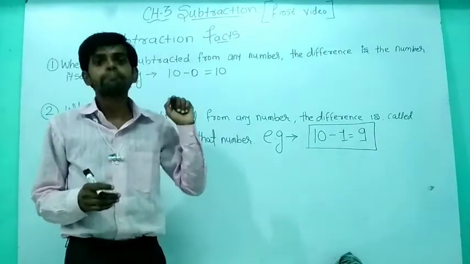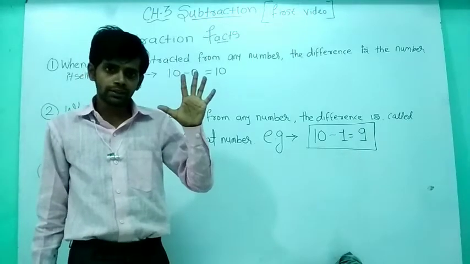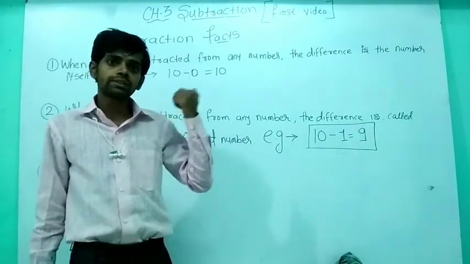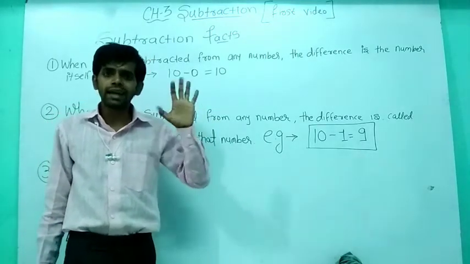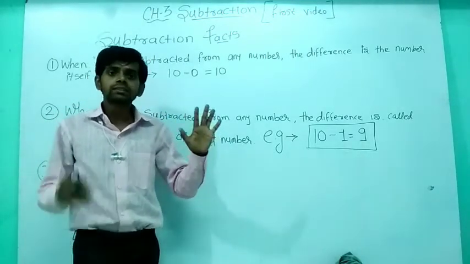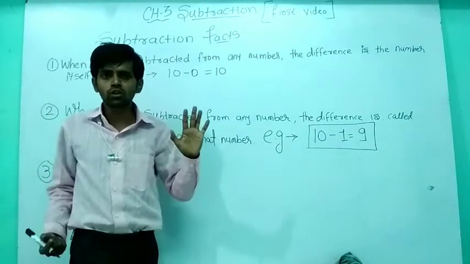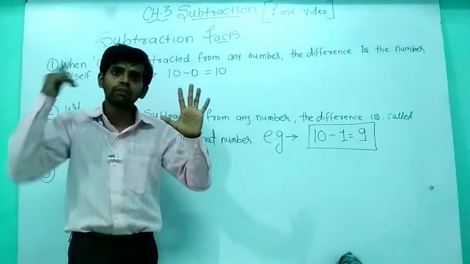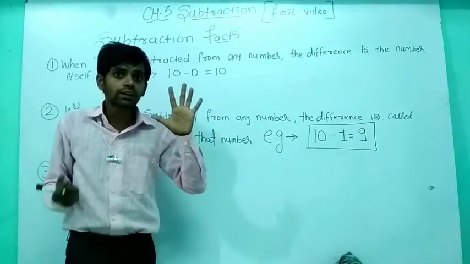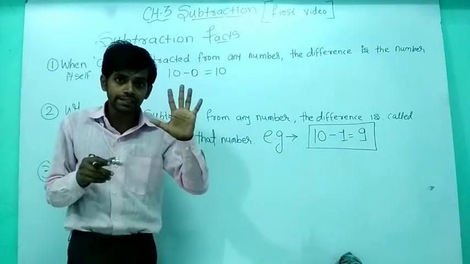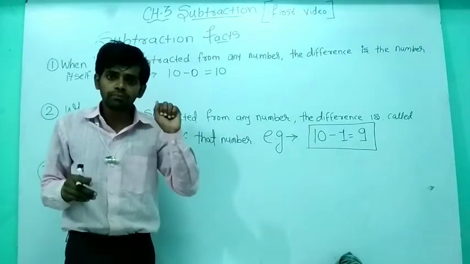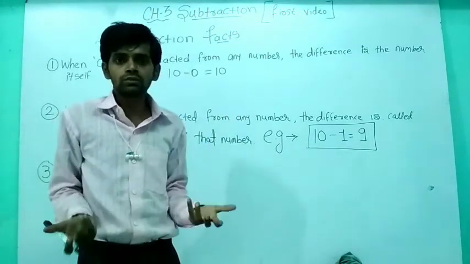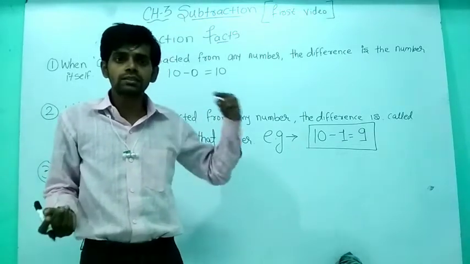Let me say it again. When the number is subtracted from itself means you subtracted a number from itself. Let us suppose that I have 5 chocolates and somebody says, please give me 5 chocolates. That means we are removing 5 chocolates from the 5 chocolates. I am subtracting 5 from 5. So what will be the leftover? Nothing will be left. That means 0.